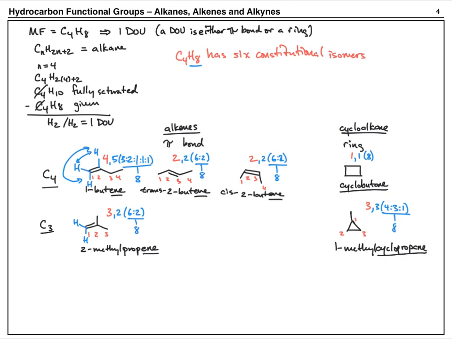So again, to wrap up, this has been a screencast explaining the hydrocarbon functional groups of alkanes, alkenes, and alkynes. We've looked at the concept of degrees of unsaturation both visually and through calculating a formula, and then we've done a problem where we've proposed constitutional isomers given a molecular formula.